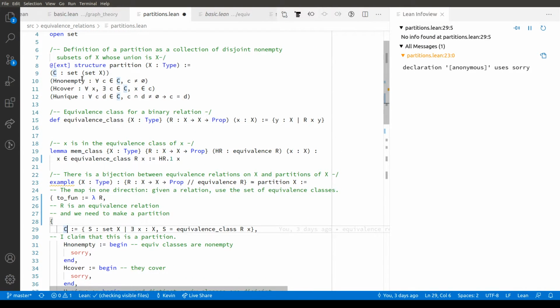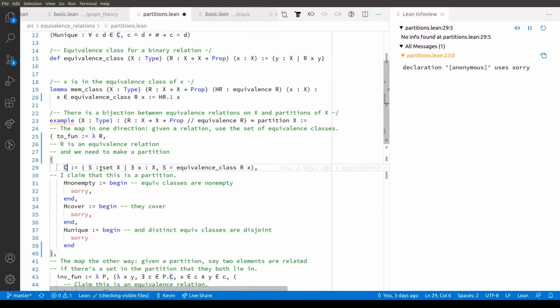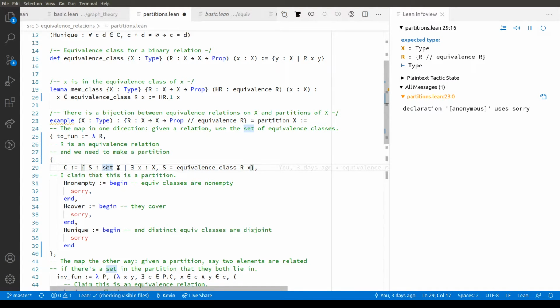Well, let's have a look at what is a partition. It's this collection of blocks, and then it's the proof that every block is not empty, that the blocks cover X, and that if the intersection of two blocks is not empty, then those are the same block. So we're going to let the blocks be the equivalence classes, right? The blocks are going to be the subsets of X. This Set X is really badly named. A term of type Set X is a subset of X. So the blocks are going to be the subsets of X with the property that there exists an element of X such that this subset happens to be the equivalence class.